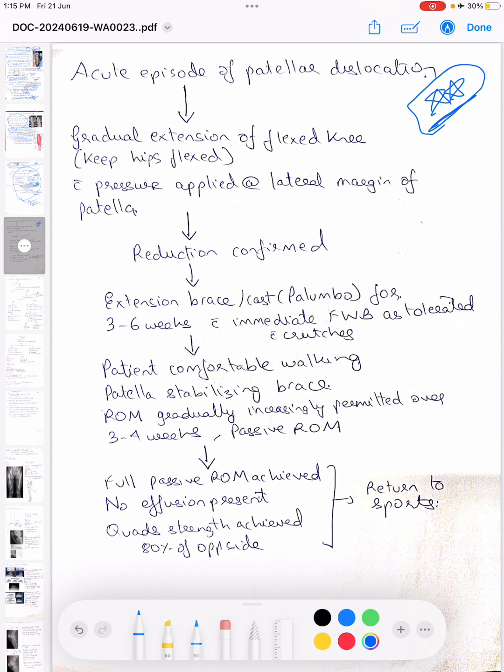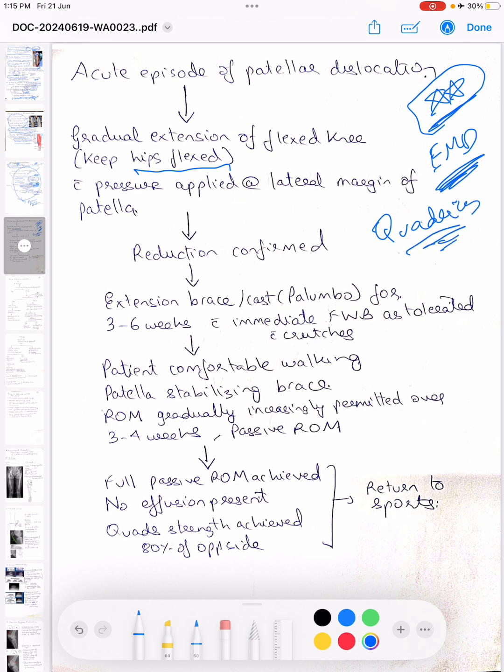How do you manage the patient in casualty? After confirming it on X-rays, first and foremost, we need to reduce the patellar dislocation. So how do you manage a case of patellar dislocation in EMD? What do we do? First things first, we need to flex the knee. Why do we need to flex the knee? We need to relax the quadriceps. We need to relax the extensor mechanism.